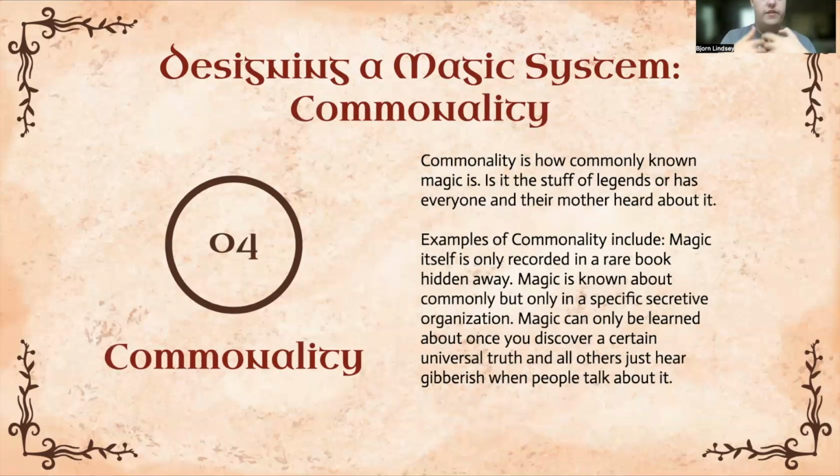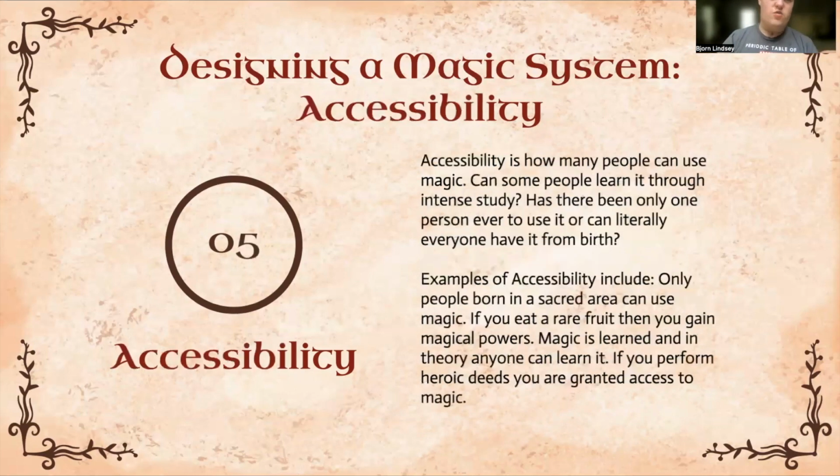Commonality. This is, as I said, how commonly known magic is. So this is things like, is magic known only in legends and myths? Or does everyone and their mother know what magic is and know that it exists? This does not mean everyone can or cannot use magic. There's the next one, accessibility.